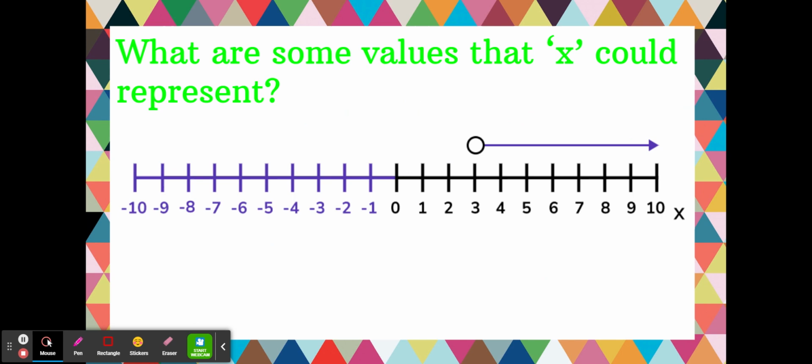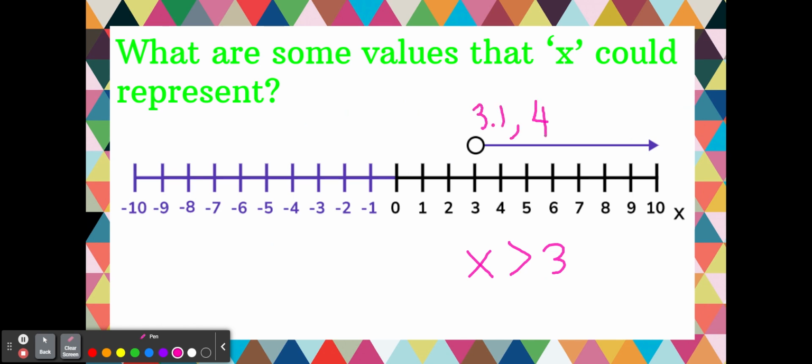Okay, what if we had something like this? Well, x, remember, it's not equal to because we don't want to include 3, but we want to say all of the numbers that are bigger than 3. So what kind of numbers can x be? Well, x cannot be 3, but it could be 3.1, it could be 4, it could be 6.9 repeating, it can be any number, but not including 3.